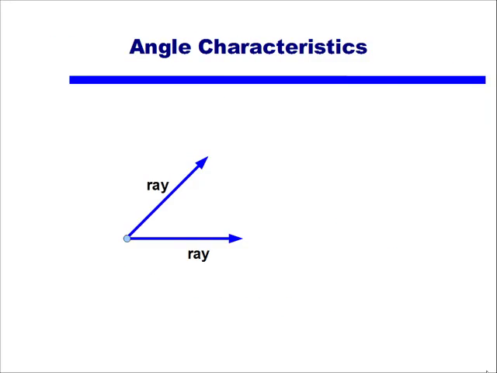Well, it's made up of two separate rays. A ray is a part of a line that starts at a point and then goes on infinitely in one direction. Where those two rays meet is called the vertex, and the angle is formed by those two rays.